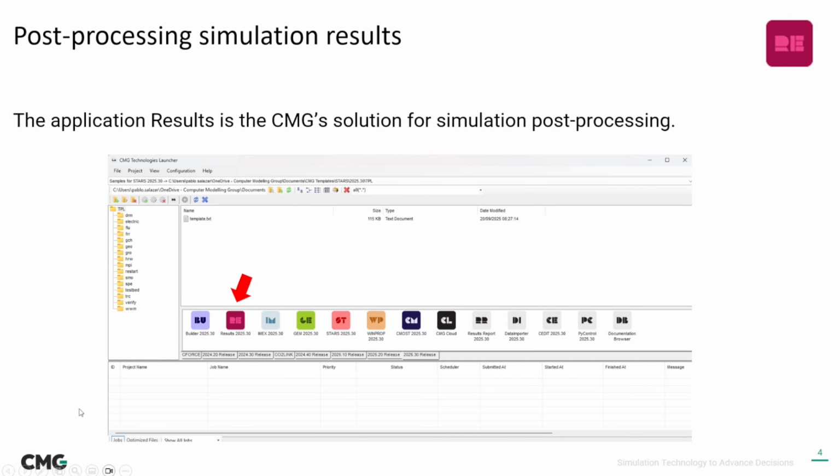The application results is the CMG solution for simulation post-processing. As you might be aware, you can access results via the CMG launcher in exactly the same way as you can access all the other CMG tools available.